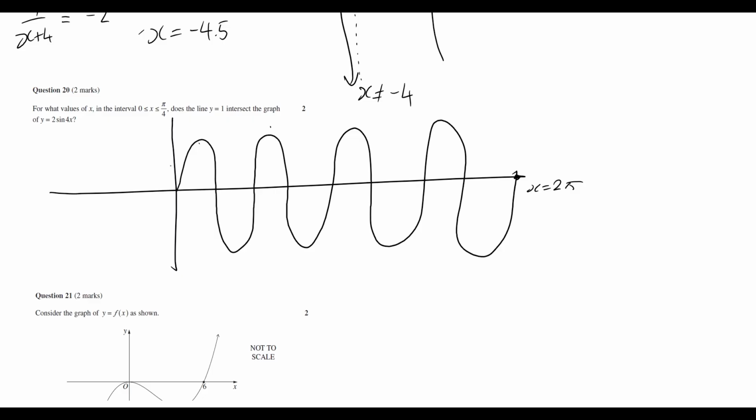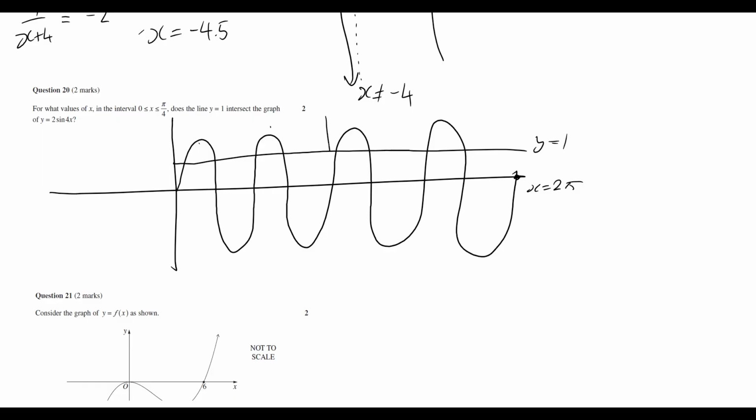All right, so now let's draw in the line of y equals 1, and that should go about here, give or take. So it's going to be y equals 1. But of course, now we're only looking on the domain where x is in between 0 and pi on 4. So we know that that must occur then.